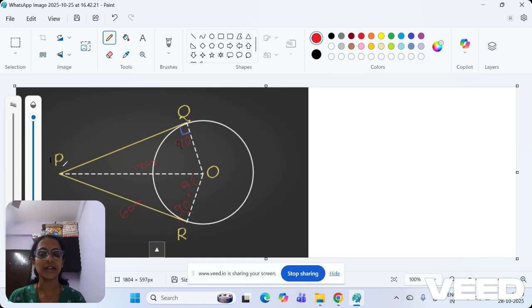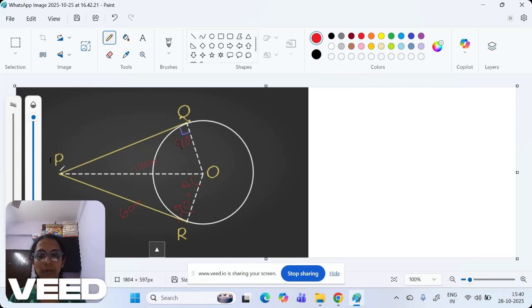So here there are tangents drawn to the circle and they are coming from a single point. Any tangents which come from a single point to the circle have the same length. Therefore PR and PQ are having the same length. So by this we can say that the length of PQ is also 6 centimeter.